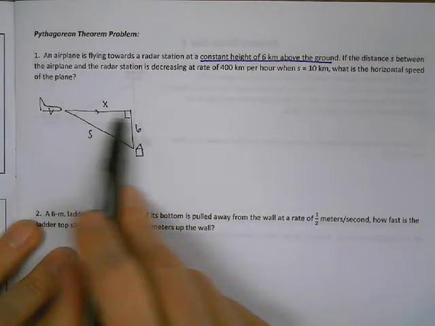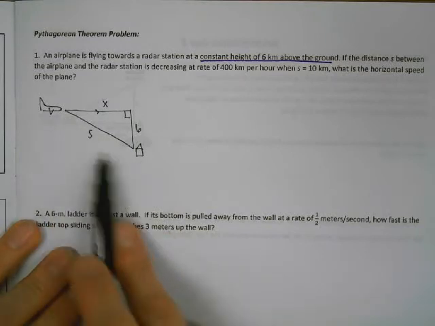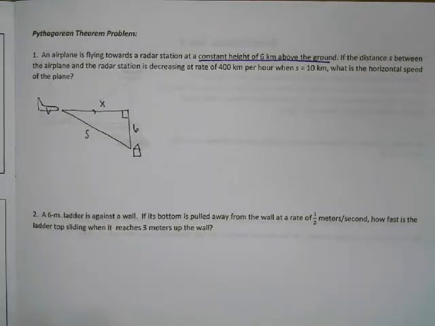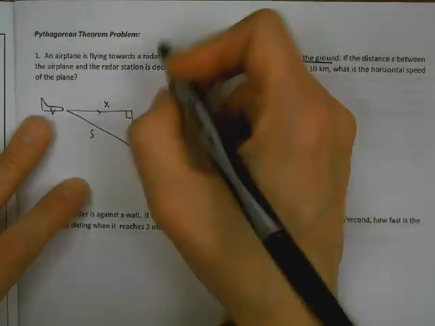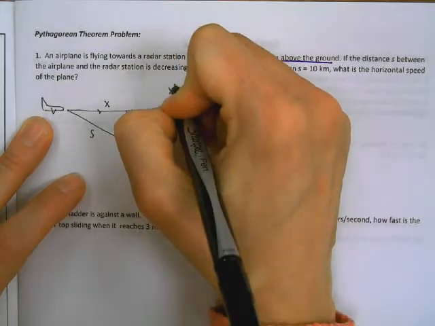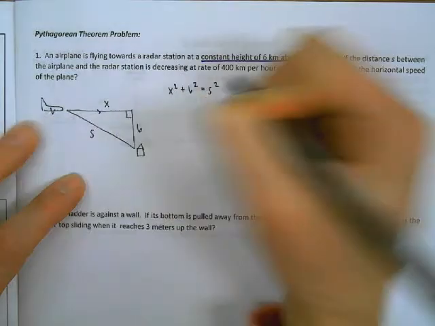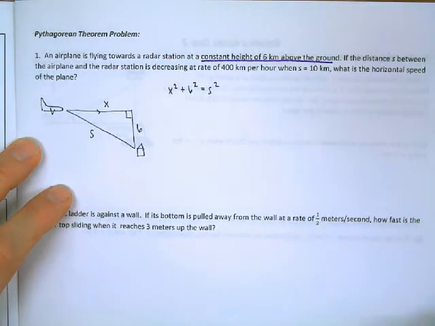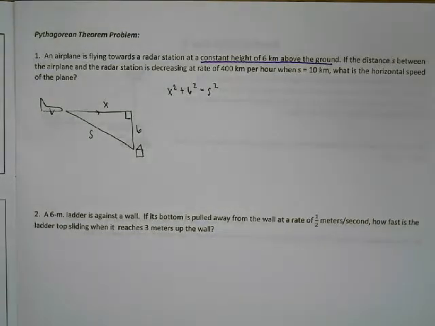I've got a horizontal distance of x. The distance between the plane and the radar station is s, and then a constant height above the ground of 6. So now I know I can relate these three values using the Pythagorean theorem. So I have x squared plus 6 squared equals s squared. So there's the equation that's going to relate those values for me.